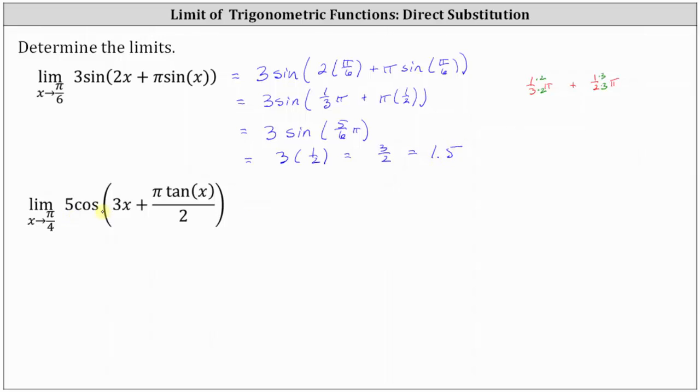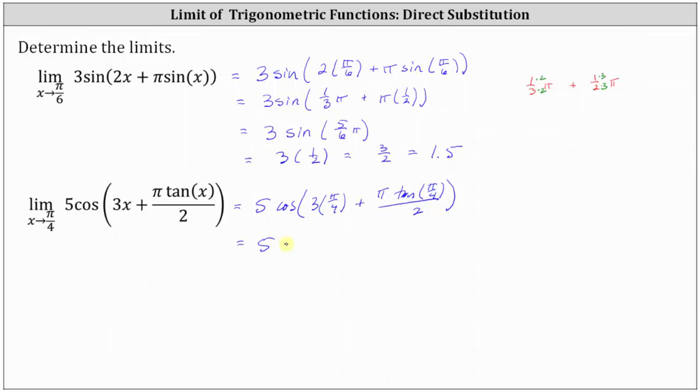Next, we have the limit of 5 cosine of the quantity 3x plus pi tangent x divided by 2 as x approaches pi over 4. The cosine and linear function are continuous over all real numbers, and the tangent function is continuous at and around pi over 4 radians, and therefore we can determine the limit by performing direct substitution. This is equal to 5 times cosine of the quantity 3 times pi over 4, if we want 1/4 pi, plus pi times the tangent of pi over 4, all divided by 2.